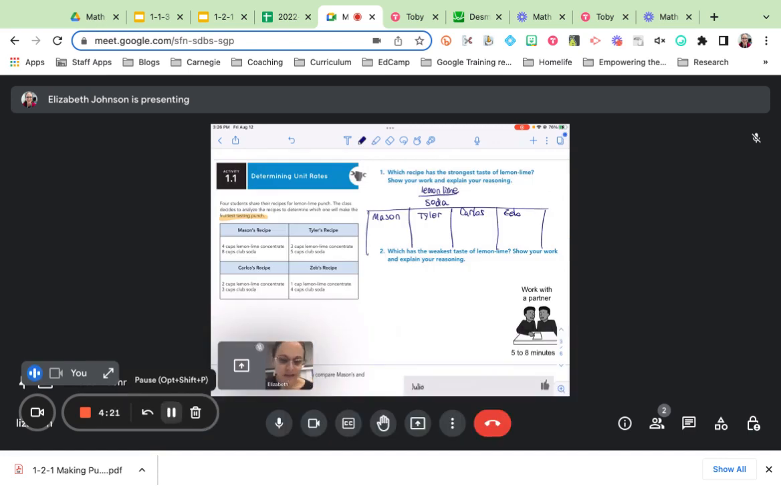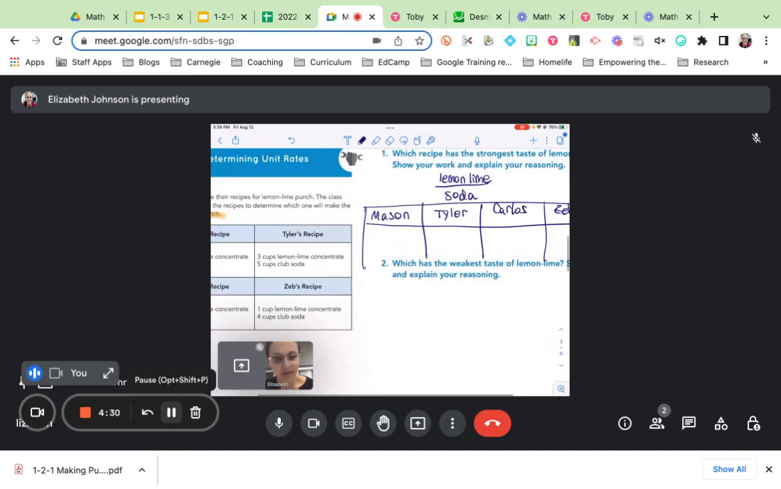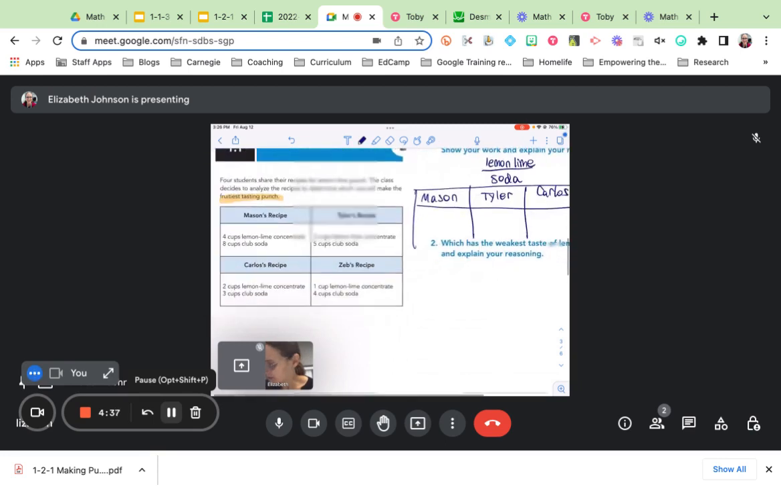All right, you've hit play, so you're ready to think about it. I have made a table here because it's going to help me be organized. Let's start with Mason. What we really want to think about is how does the amount of lemon lime he's using compare to the amount of club soda he's using? Well, he has 4 cups of lemon lime concentrate and he has 8 cups of club soda. That simplifies to 1/2. Those are the same value. So about half of his punch is made up of lemon lime concentrate.